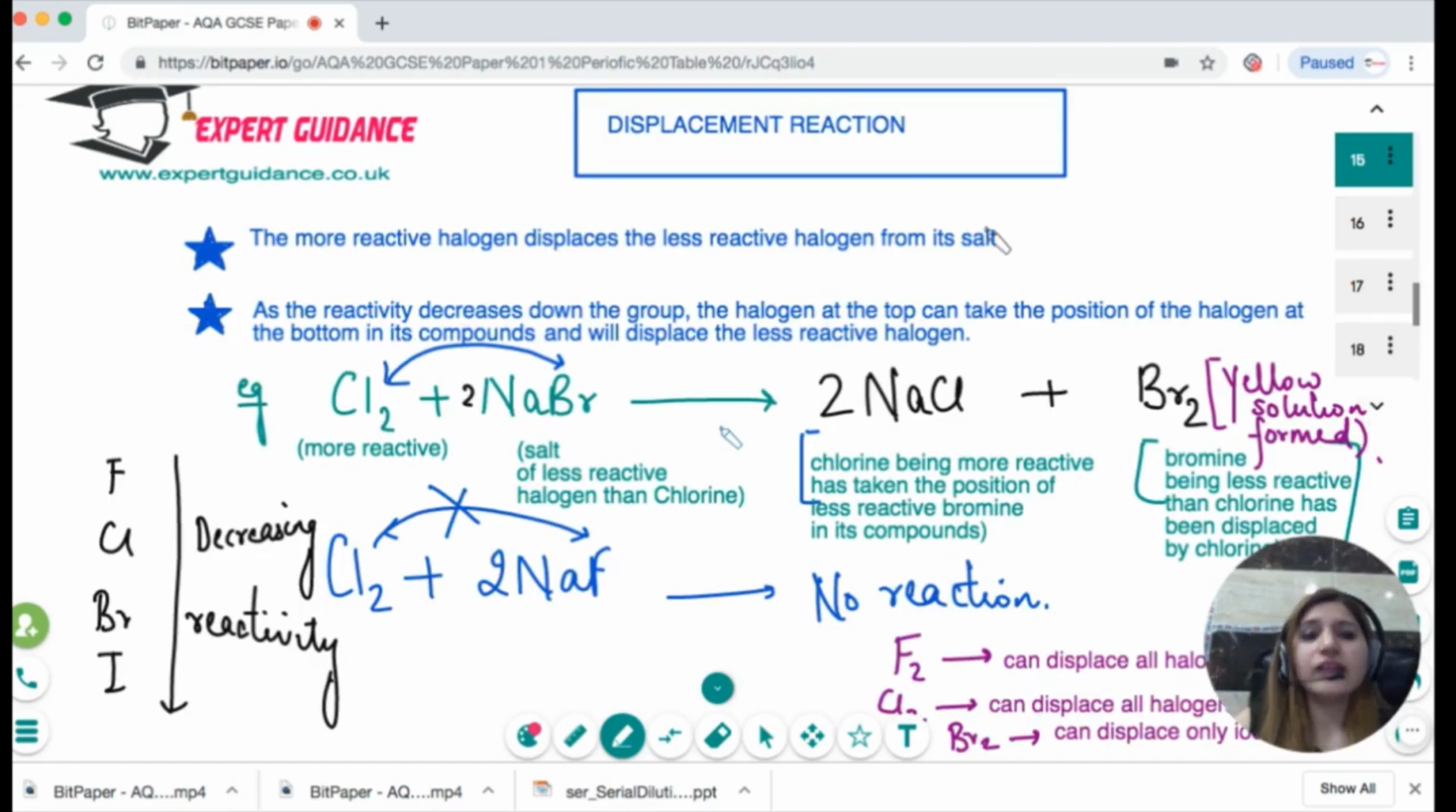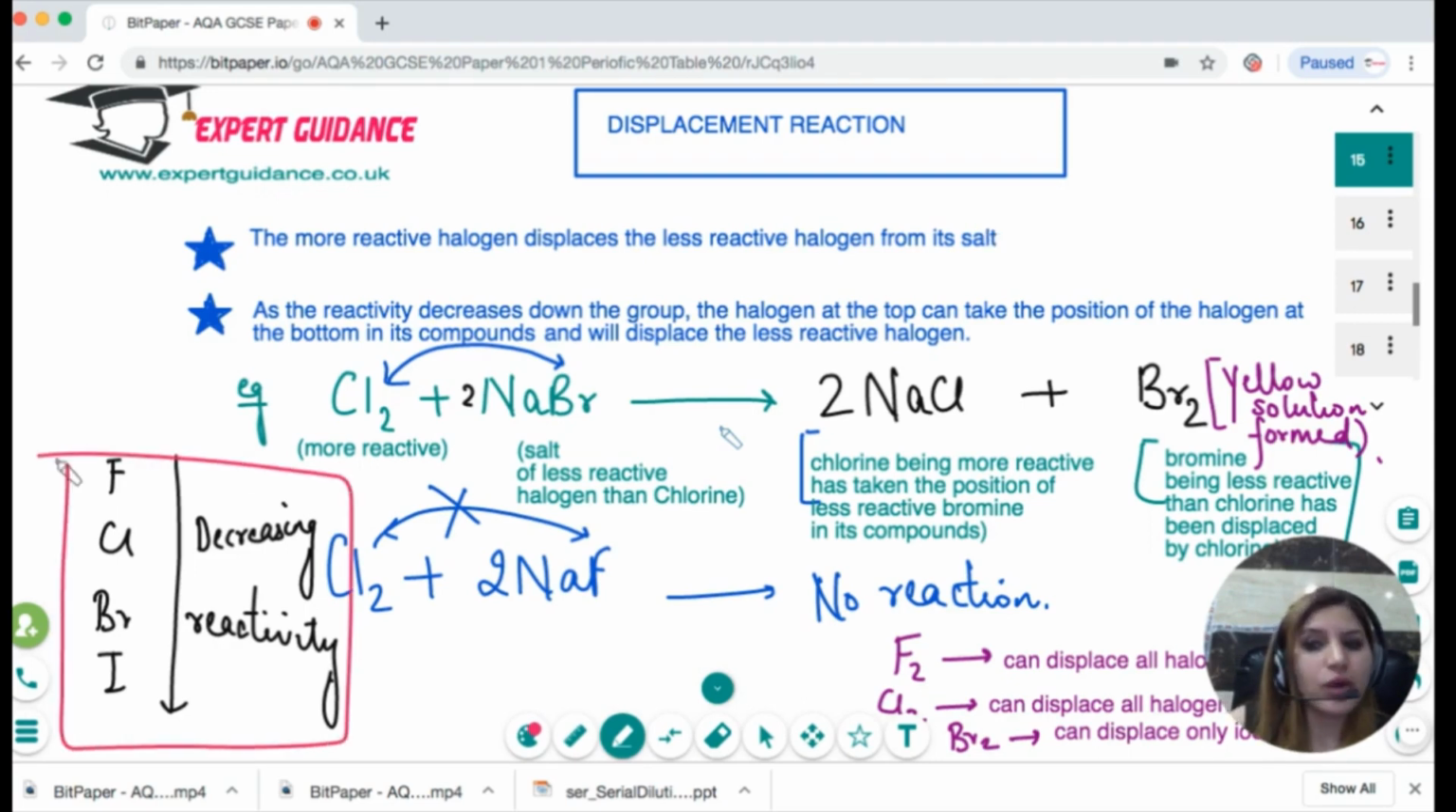Okay, now this is a very, very important reaction, which is the displacement reaction. This is the only reaction in halogens which requires a bit of understanding. It's easy if you understand it properly. What happens is a more reactive halogen will take the position of the less reactive halogen in its salt. Now, what is the most reactive halogen? The halogen at the top will take the position of the halogen at the bottom, provided the bottom halogen is in the form of a compound.